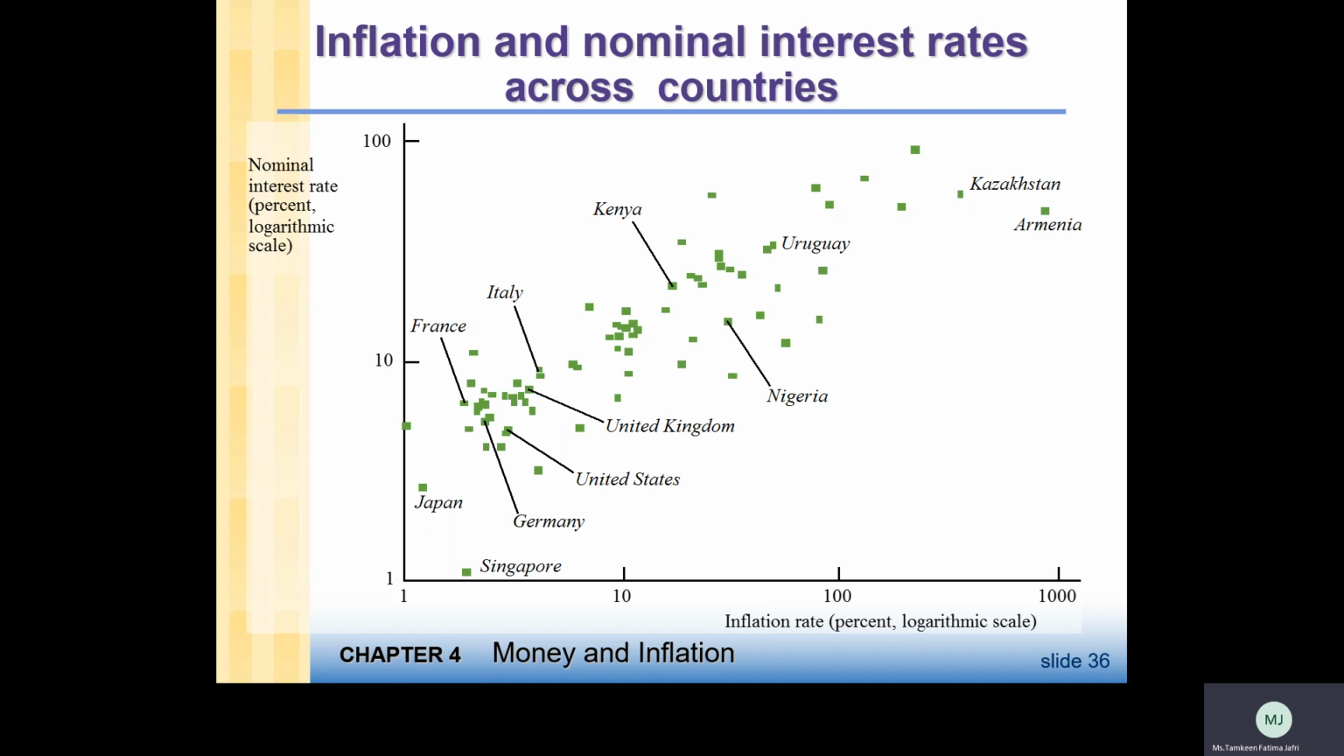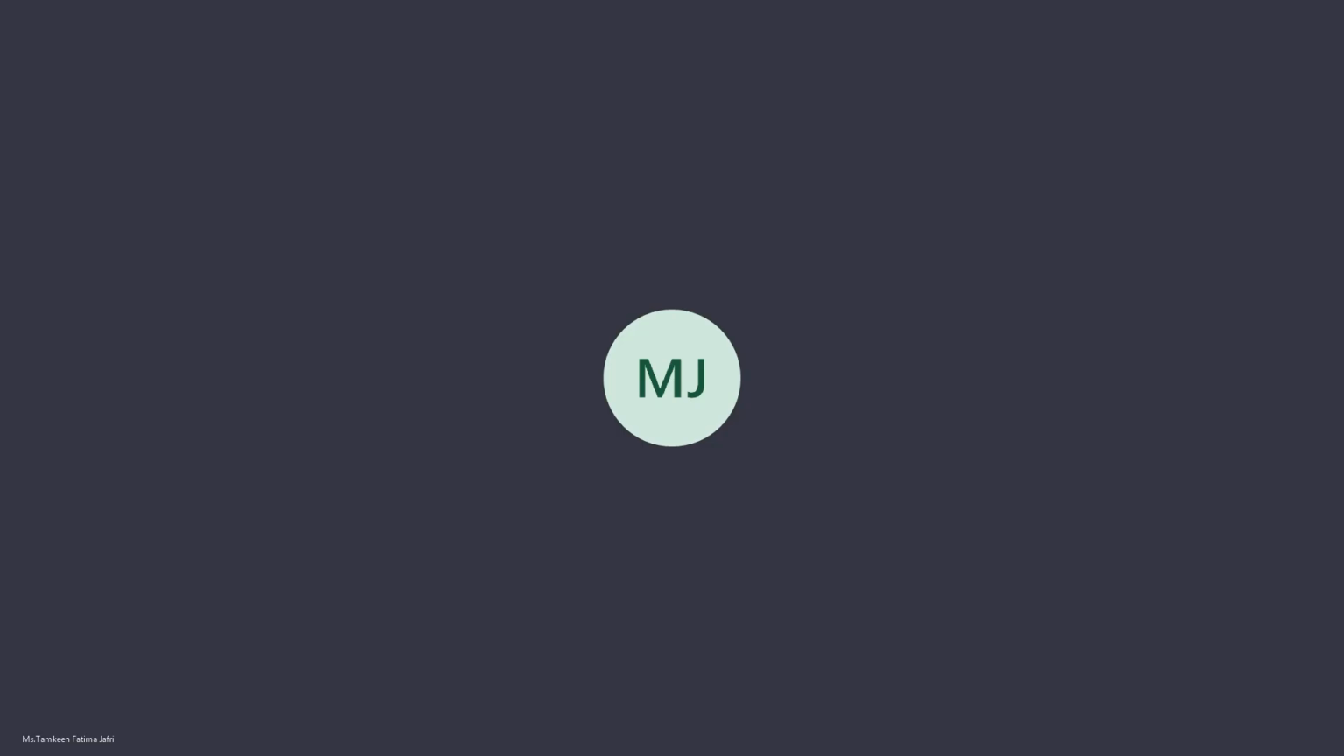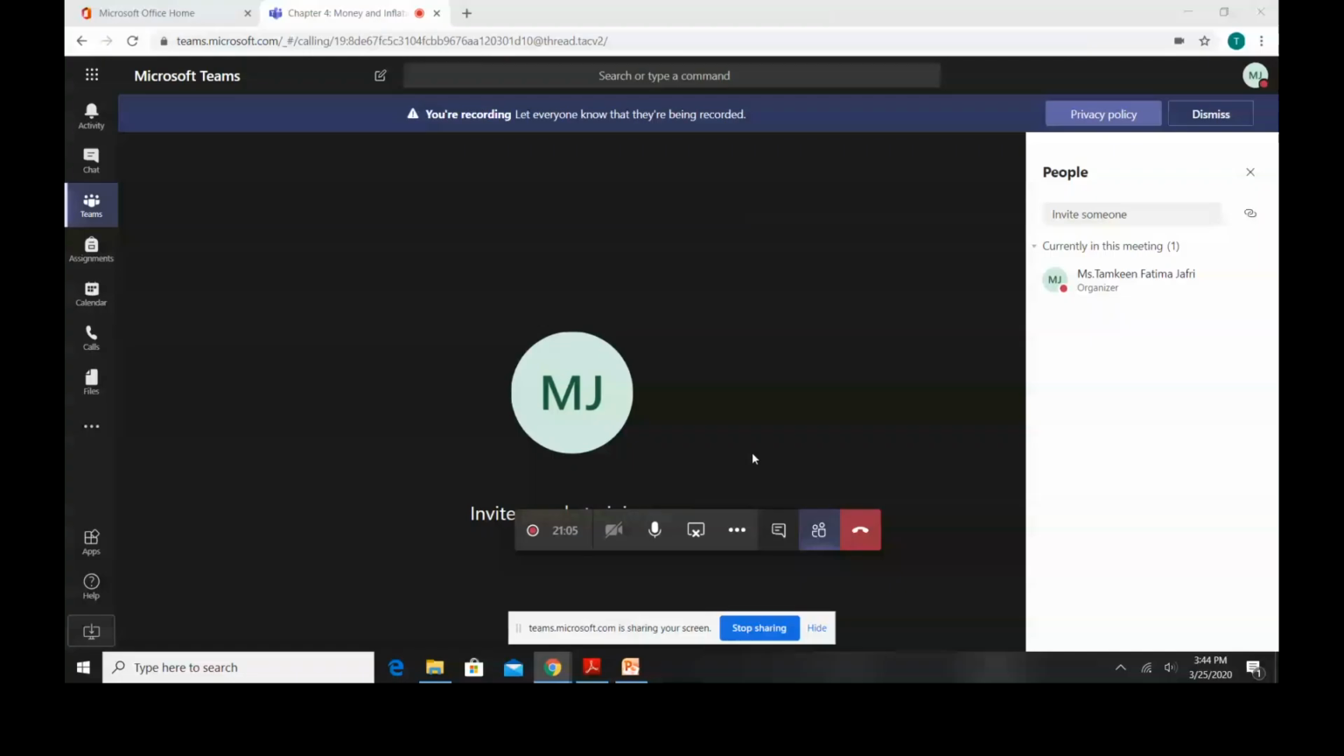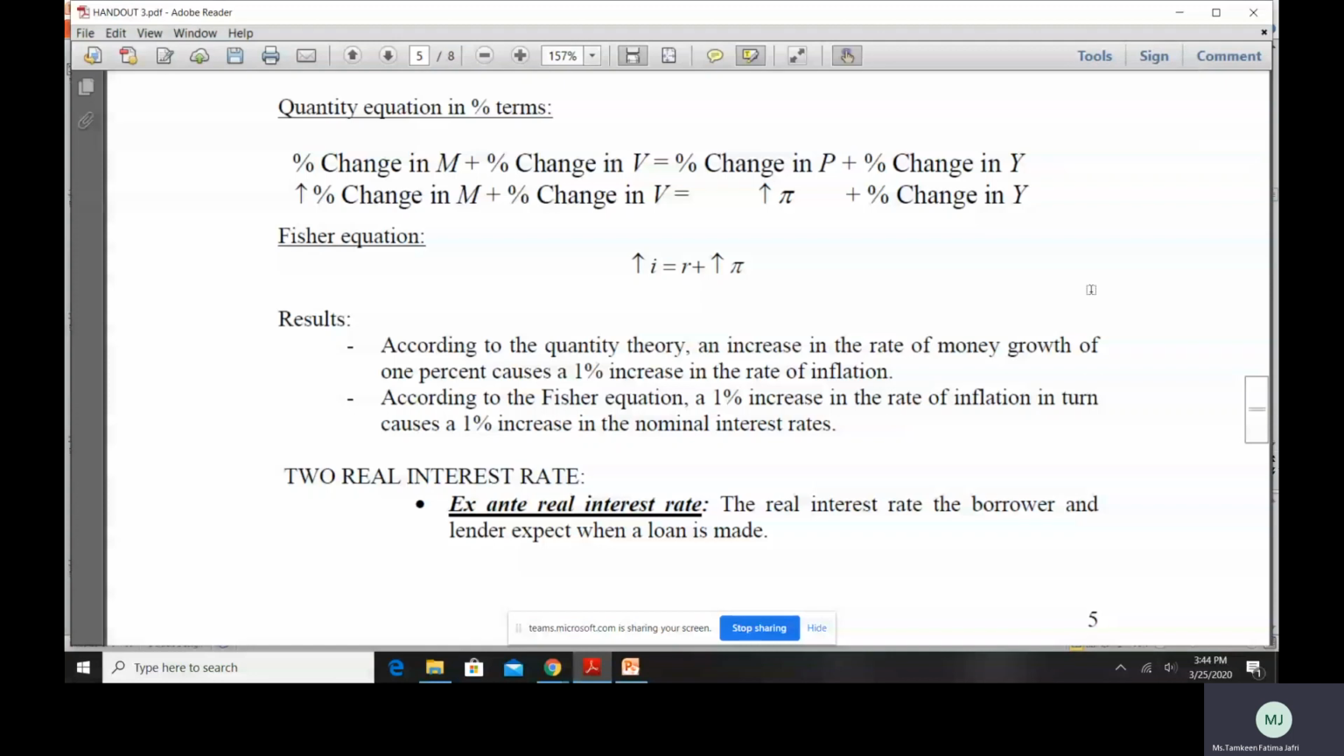Now before we move on to this exercise, let me switch to the handouts for a while. Just need to hold on for a second. And yes, I'm back to the handouts now.